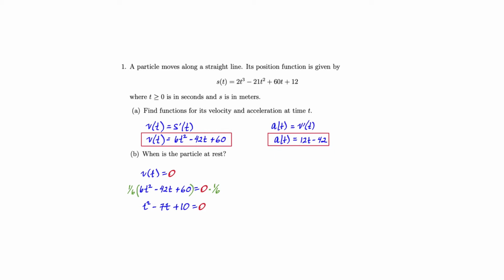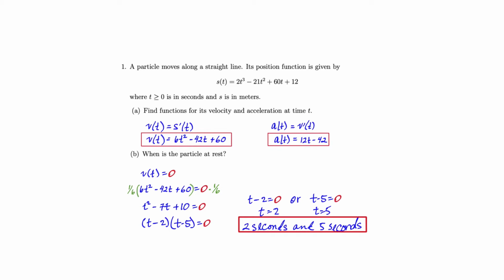And that factors, so I'll factor it as t minus 2 times t minus 5. So now we can see that this is 0 when t minus 2 is 0, or when t minus 5 is 0, which means t equals 2 or t equals 5. So the particle is at rest at 2 seconds and at 5 seconds. So 2 seconds after it starts moving and 5 seconds after it starts moving. All right, let's move on.